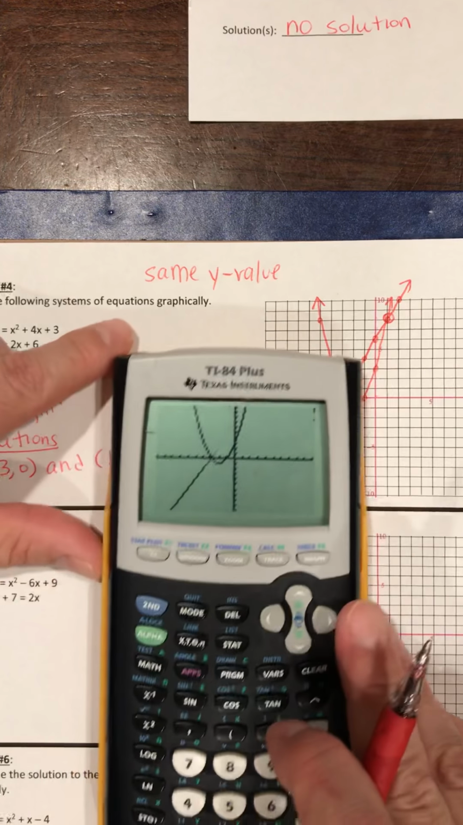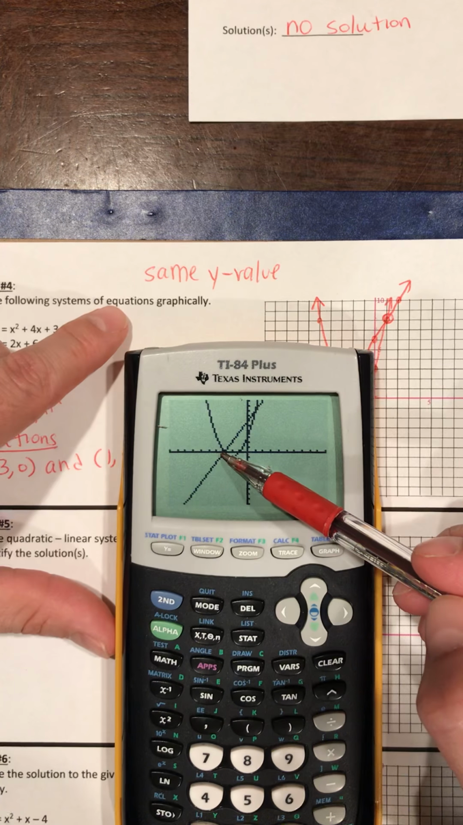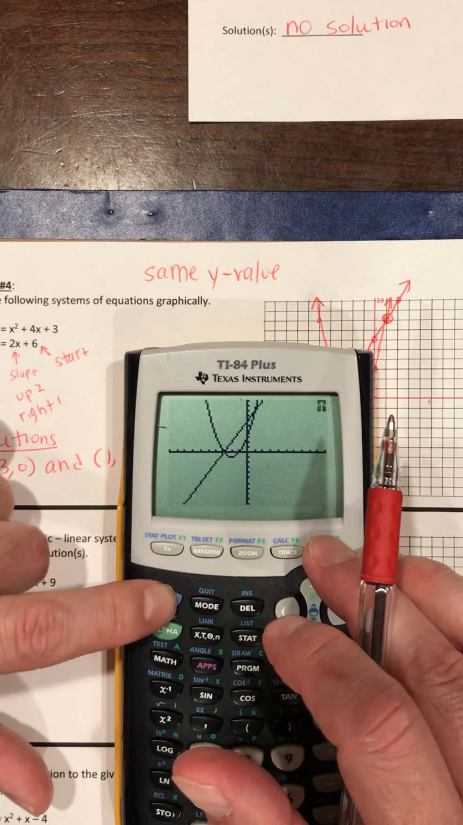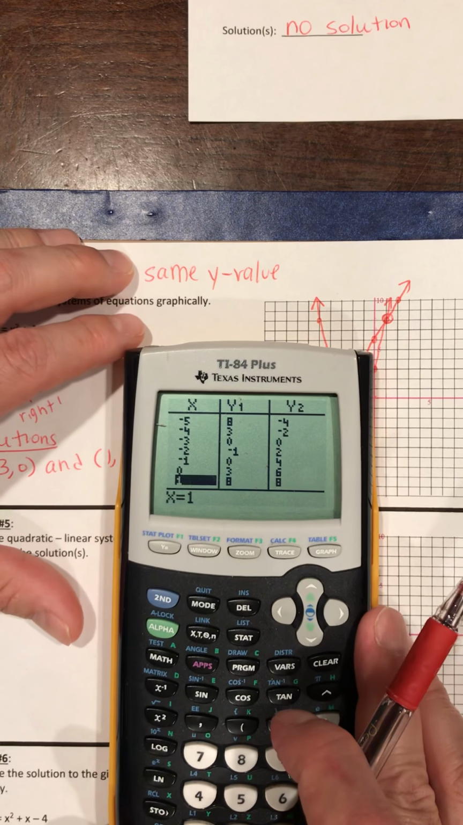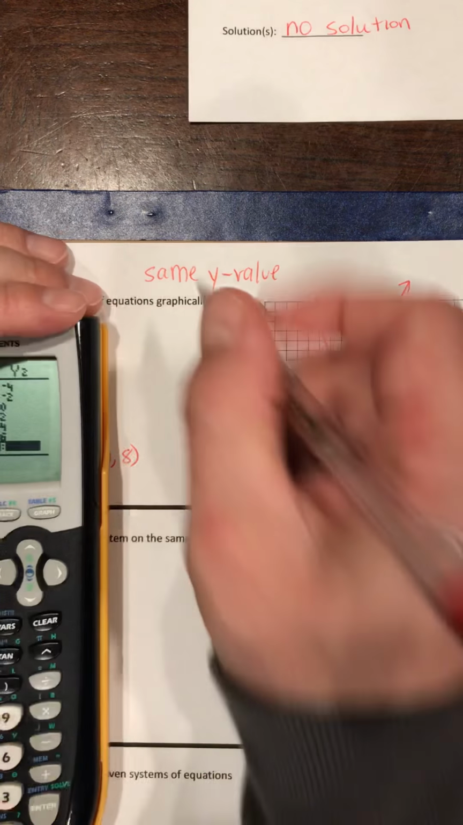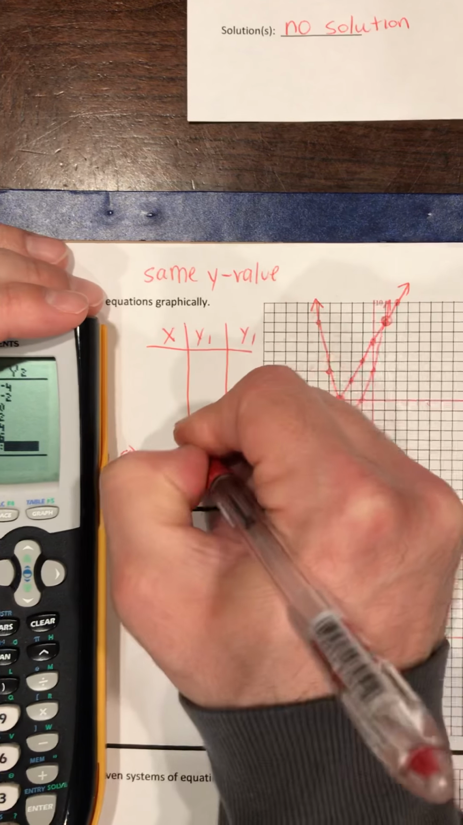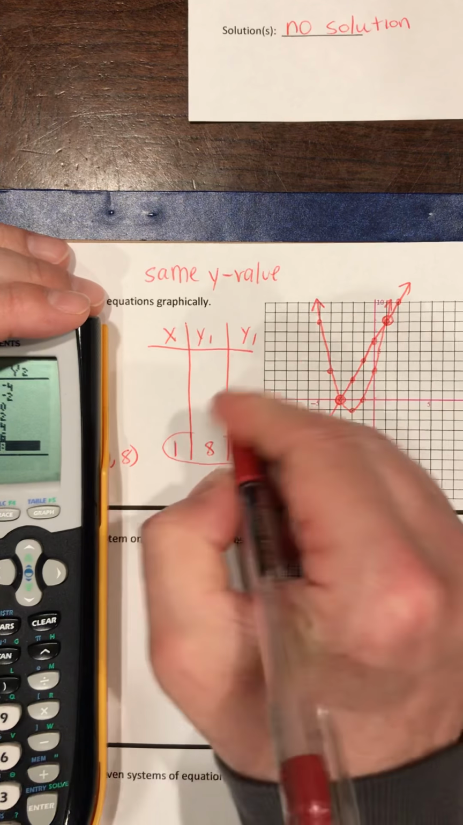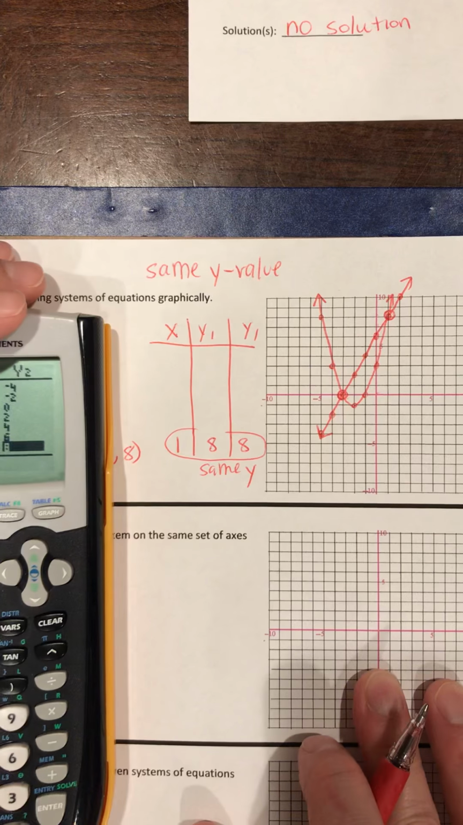So I'm going to go to my graph first to get an idea where they cross. One place it crosses to the left of 0, and the second one it crosses to the right of 0. So I'm going to go to my table now and look for those points. If you look at the one on the right, you're going to notice that when x is 1, they both have the same y value. So I'm going to write that here on my table of values. Same y value. See that? That's telling me that 1, 8 is the solution.